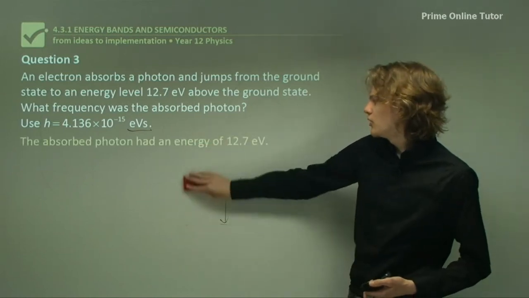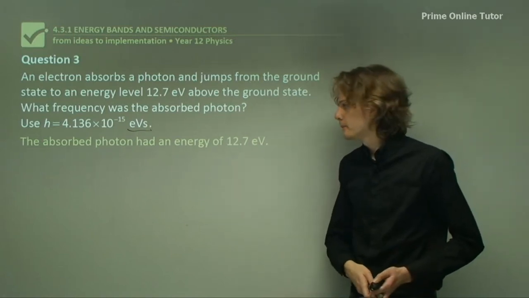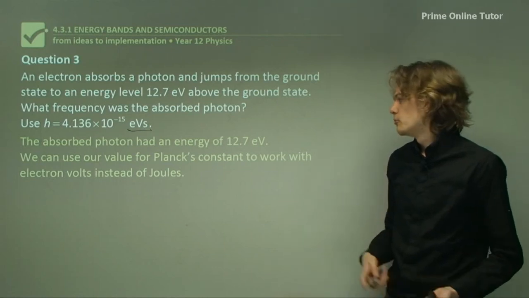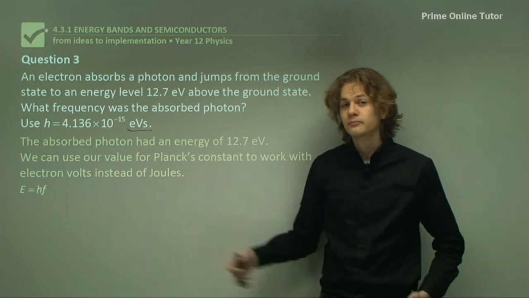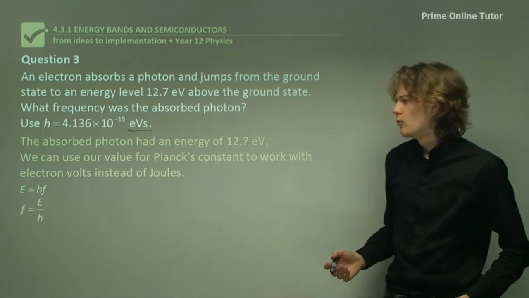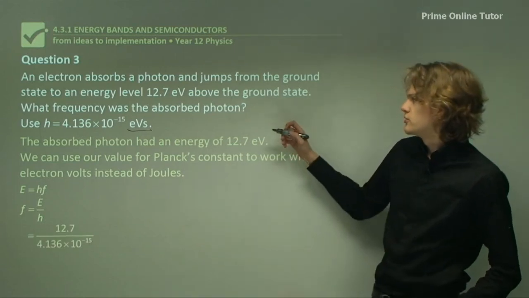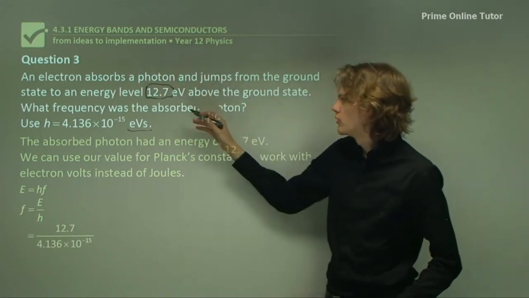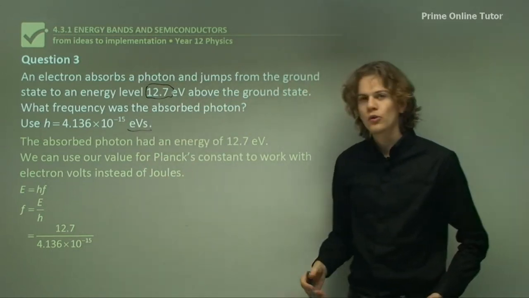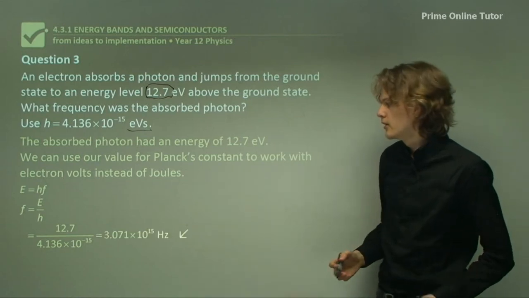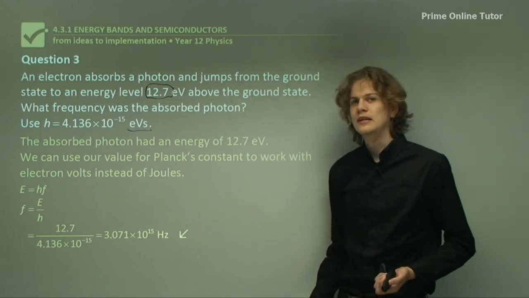So the absorbed photon must have had an energy of 12.7 electron volts to cause the electron to jump that far. We can use our value for Planck's constant to work with electron volts. So using our equation E equals hf, which still works, we can find an expression for the frequency of the photon, and substituting in 12.7 electron volts for energy and our value for Planck's constant as h, we end up with this expression. Putting this into a calculator, we can find that the frequency of the photon was 3 times 10 to the 15 hertz.